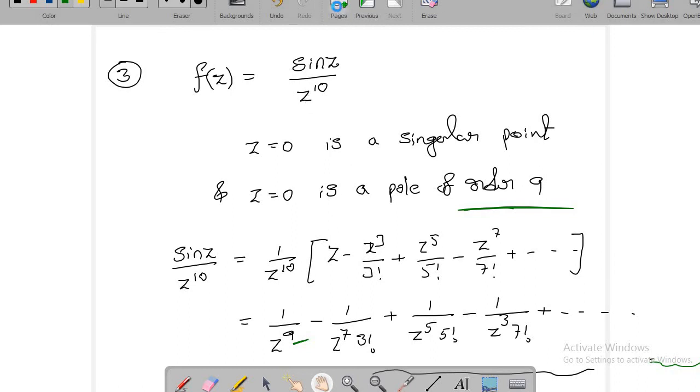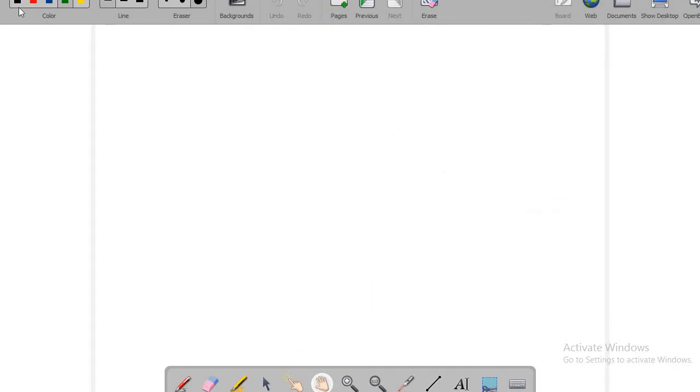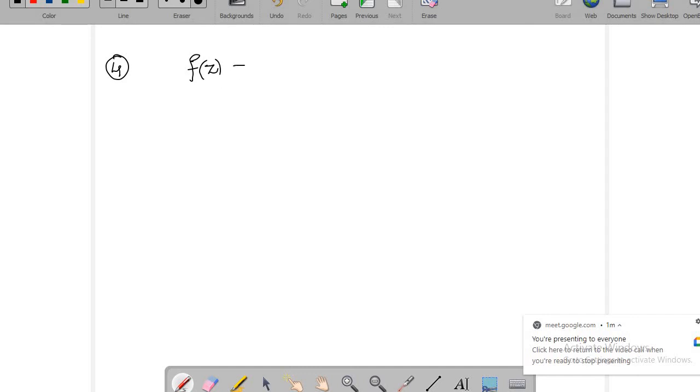Okay, now let us look at other functions. Next example, f of z equal to 1 by (z plus 1) into (z minus 2). So write the singular points here and try to classify them.